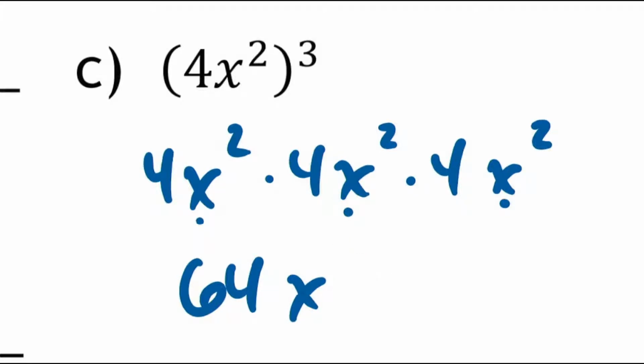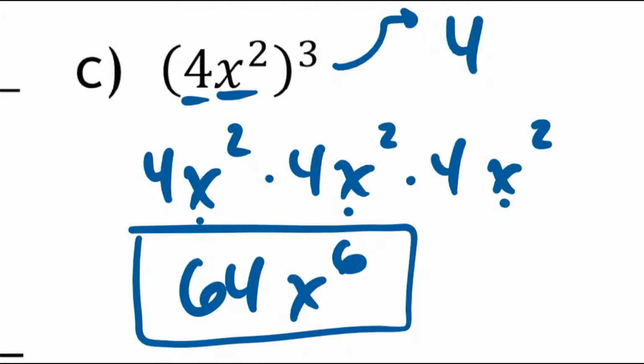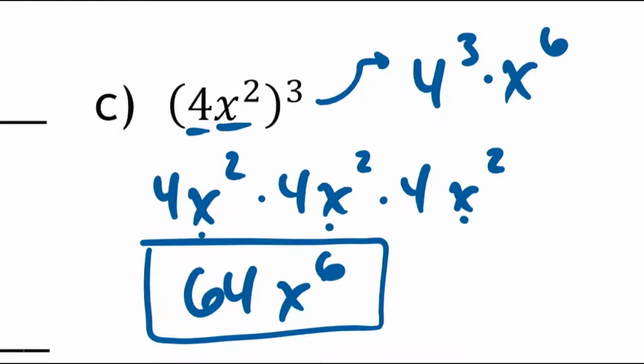One thing I can consider is to look at this in a slightly different way. There's two collections of things here, right? There's 4, and I should have 3 factors of that 4. And then I have x squared, and I should have 3 groups of that, which is going to make the x to the 6. So it gets to the same answer either way. The answer is 64x to the 6th power.